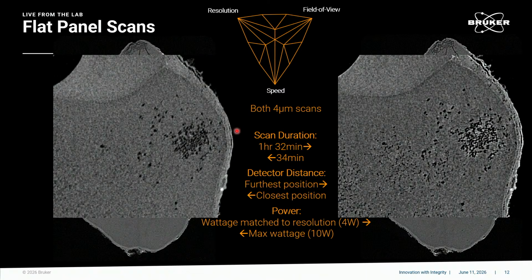So you really get that contrast boost by lowering the power. You can see the left side looks like just a gradient from the higher density to the lower density. But over here, there's a definitive line that starts to pop out. And so that's the benefit of having your detector as far back as possible, as well as matching your wattage to the resolution. And this is the sample you used, right?